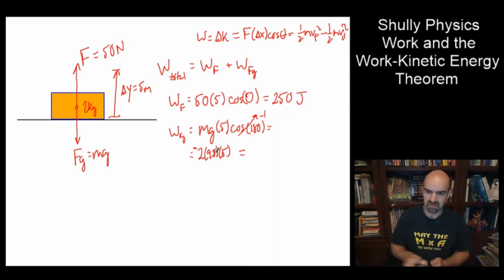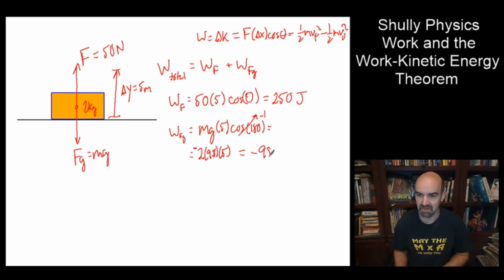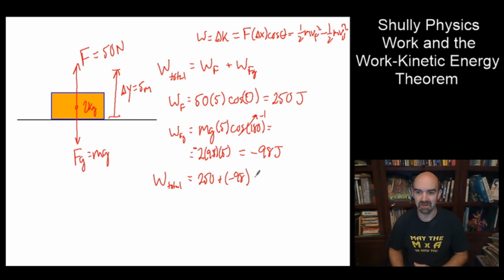Let's see. Well, that's 2 times 5. Okay, 2 times 5. I'll just do that. It's a little easier. 2 times 5 times 9.8 is -98 joules. So what's happening here is we lift this thing up just 5 meters. That's 250 joules of positive work done by that force upwards, plus -98 joules from weight. Weight takes that energy out of it.